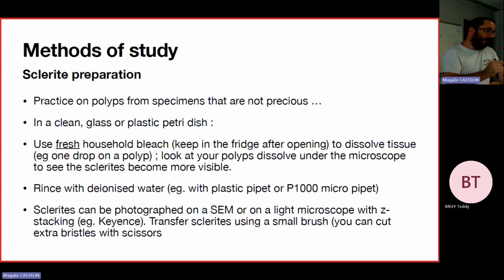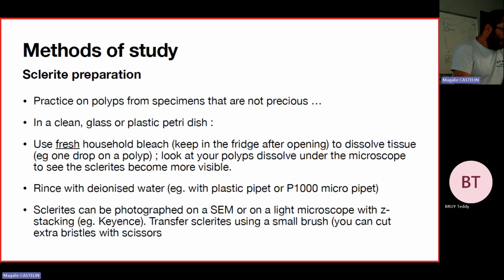You can use it undiluted, and it will go fast, or you can use it diluted, and then you have time to react if you see that it goes too fast and you don't see where the sclerites fall on the different parts of the polyp, right? Because the tentacles and the body wall, etc., can have different types of sclerites. If you're lucky, they fall into place after all the tissue is digested. You have the tentacle sclerites, the body wall sclerites, the branch sclerites, and it's all neat and easy to interpret.